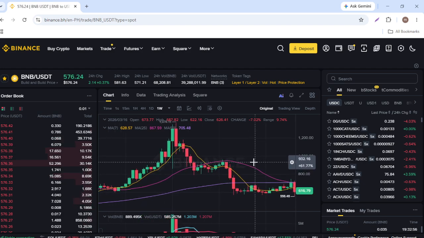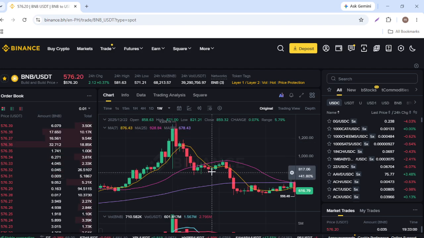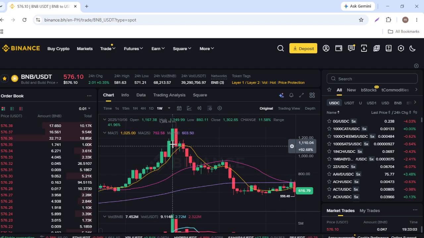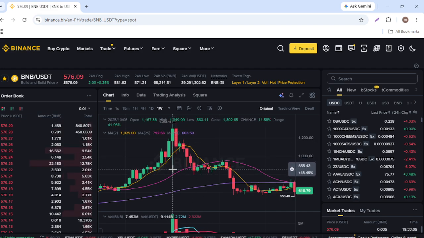If the candle body is long, it means the price moved strongly in one direction. If the candle has long wicks, that means the price moved up or down during the time frame, but pulled back before the candle closed.